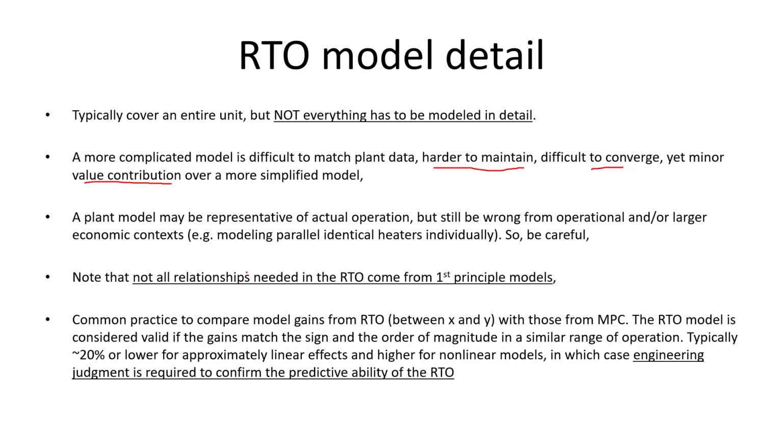Also note that not all relationships for the RTO model, not all the performance evaluation equations that we need for the RTO, come from first principles. That's why I showed the Excel file at the beginning. We could also use straight line correlations for the conversions and the separation factor, like I showed in the Excel files, as long as these numbers are backed by trustworthy data and match common engineering sense. In the end, engineering judgment is really required.